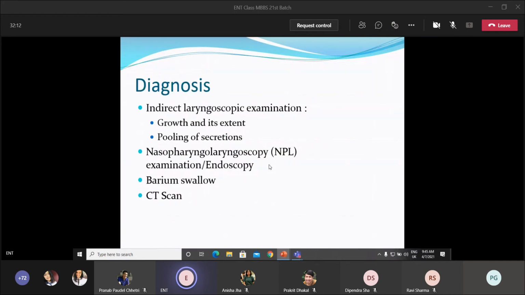Diagnosis is by indirect laryngoscopic examination. That will tell you about the growth and extent of the disease. And you will also see pooling of secretions because the secretions will not be able to pass down. Nasopharyngeal laryngoscopy, which is a form of endoscopic examination, barium swallow, and CT scan.